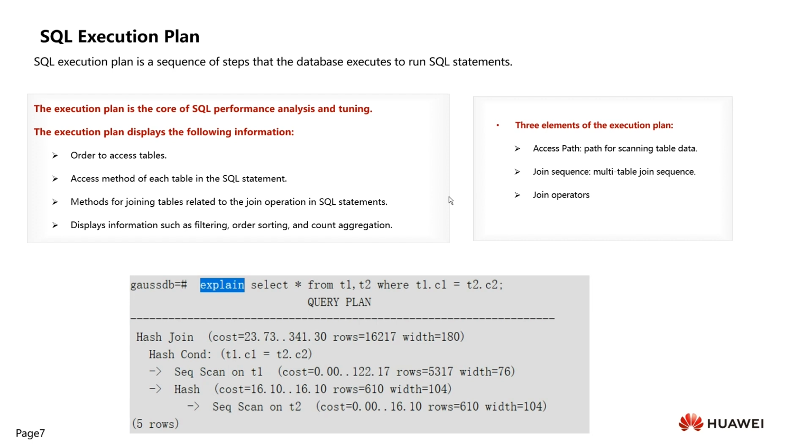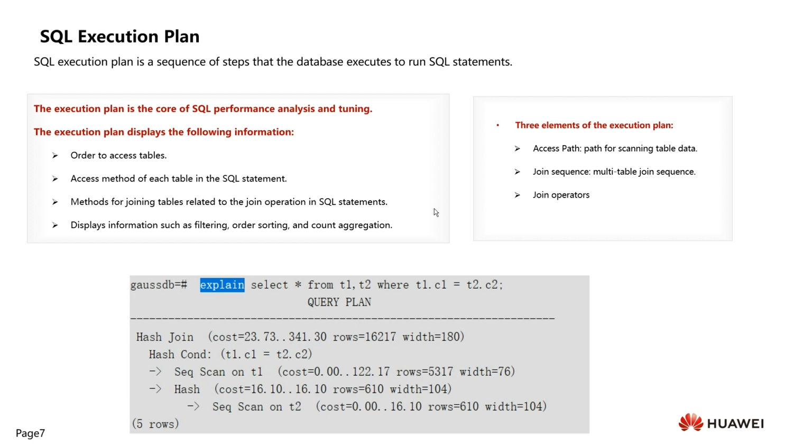And there are 3 main elements in the execution plan that we should focus on. The first one is the access paths. So basically how we are able to get the data. And the second is join sequence. How should we join the tables? A and B first, then C, or A and C first, then B? In most cases, decisions like that would make a big difference in total execution time. And finally, the join operators.